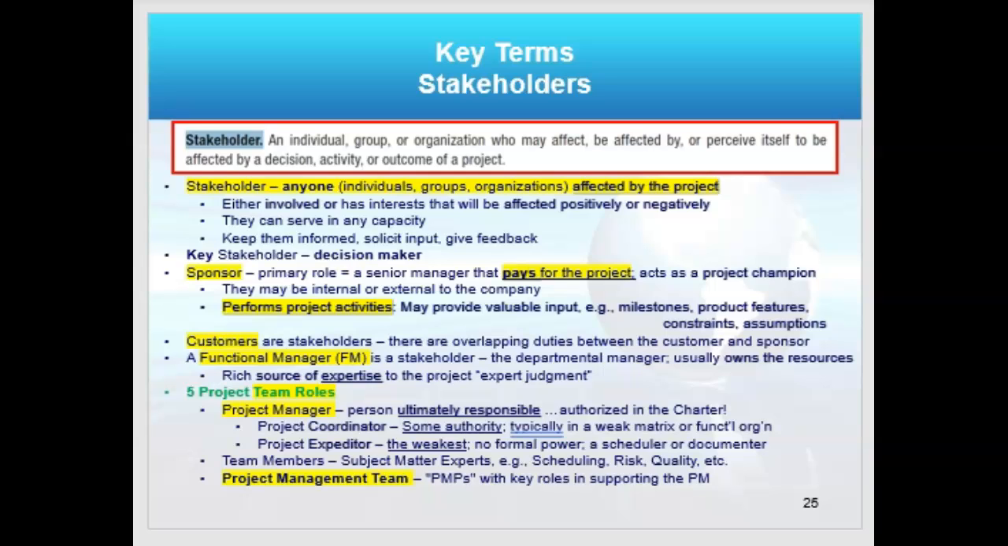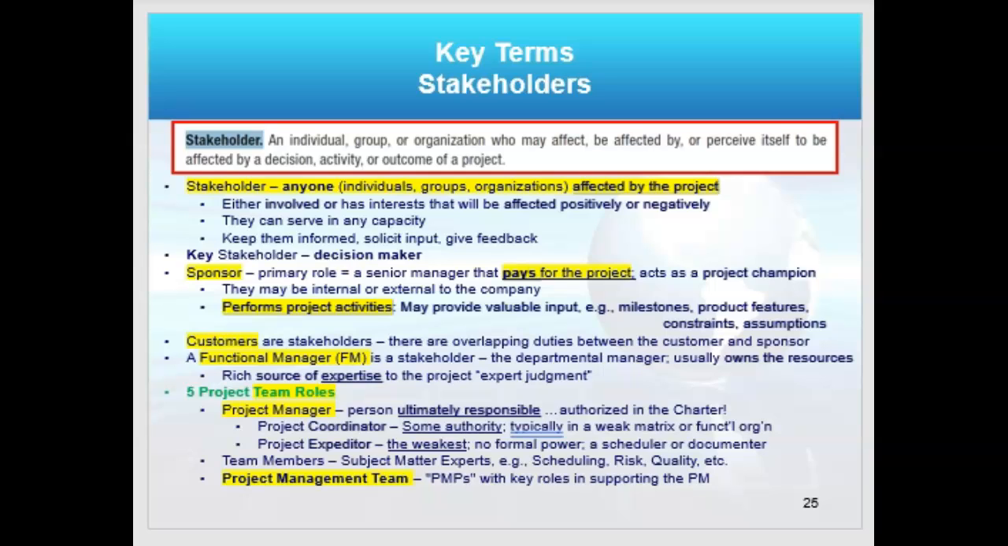You have team roles, right? And the functional manager is a customer because they own the expertise. So your sponsor owns the budget. Your functional manager owns the expertise. And that's why if it's a functional organization that your project is working in, the functional manager not only has the expertise, but they also have the budget, right? Which gives them that power along that spectrum.